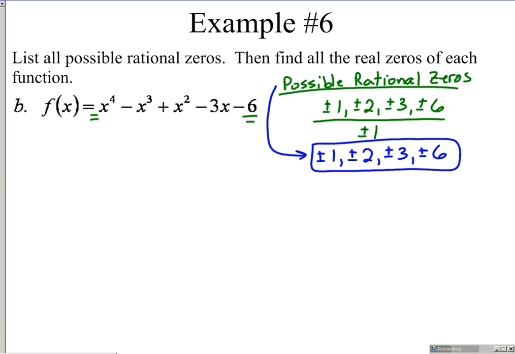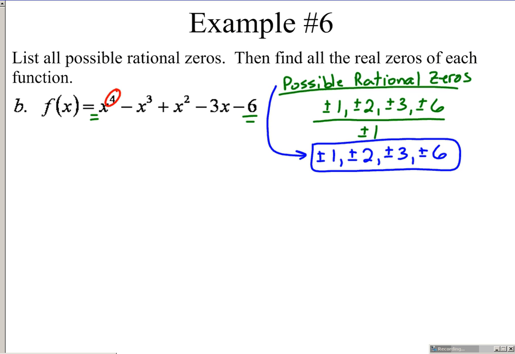Now we want to find all of the real zeros. Again, we know that there are 4 total solutions here because it's a degree 4. We know that that's our list of only possible rational zeros. So we're again going to go to the calculator.